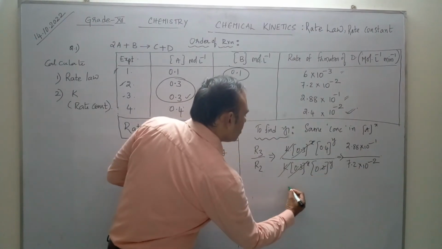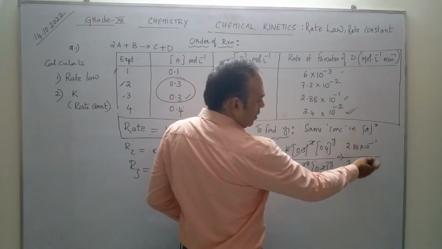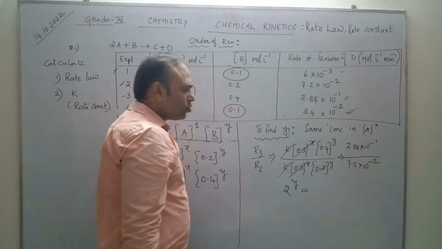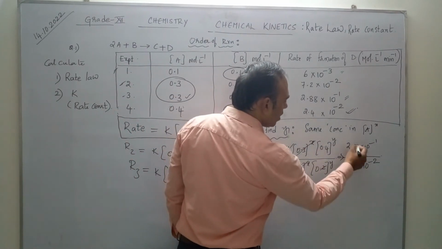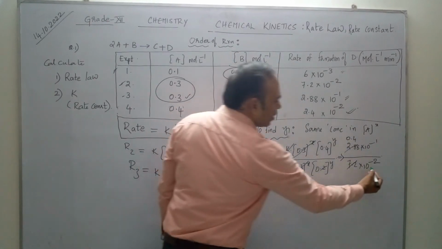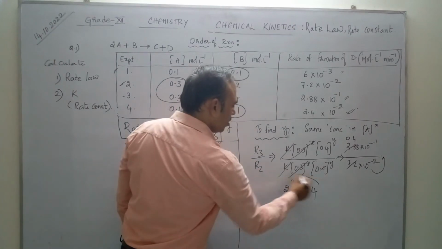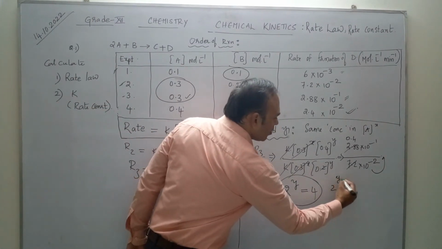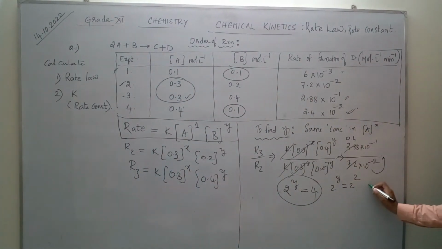Next, this will become 2 to the power of Y is equal to, now we can calculate this. If you convert this into 10 to the power of minus 1 you can do, otherwise also directly you can cancel. Let us take 0.4, moves up, it will become 2, so nothing but 4. So you will get 2 to the power of Y is equal to 4. Can we write like this? 2 to the power of Y is equal to 2 square. 4 can be written as 2 square. Therefore, Y is equal to 2.